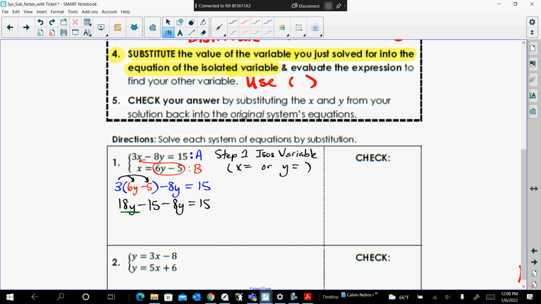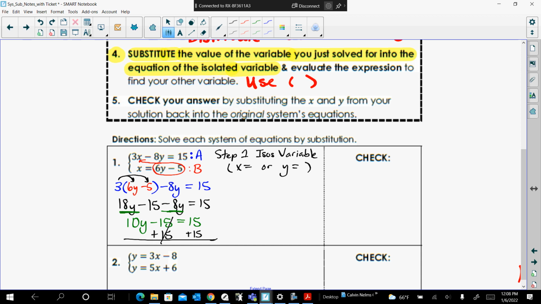Combine the like terms, the 18y minus the 8y. So how many y's are we going to have? 10. So 10y minus 15 equals 15. To solve for the y, to isolate the y, you're going to add 15 on both sides.